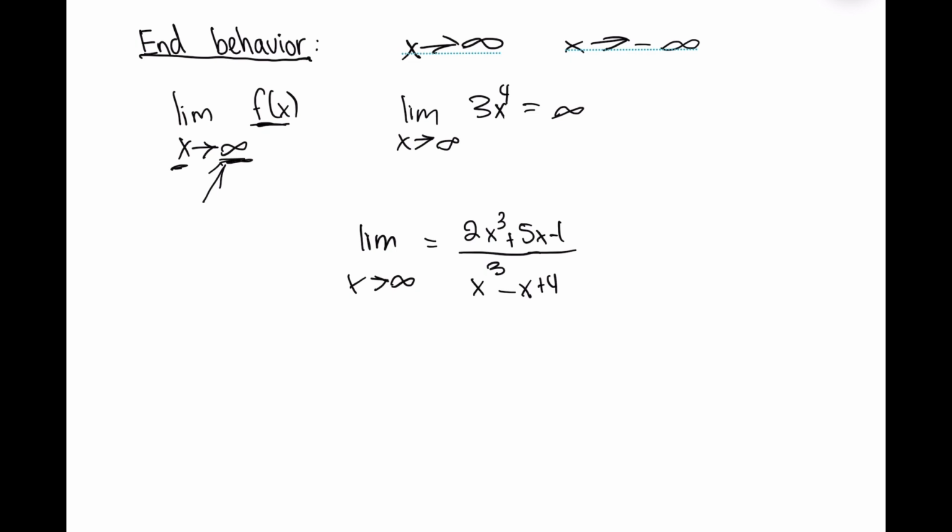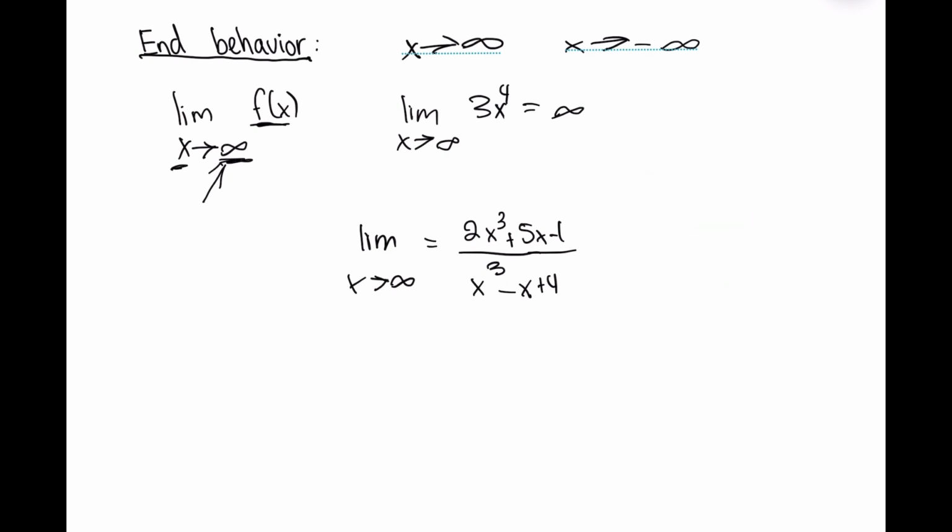Now, to get started with this, you focus only on the highest degree terms. In this case, it is going to be 2x cubed over x cubed. Now, since both of the degrees are the same, what can you do with this fraction? Well, you could just cancel out x cubed, and you can cancel out x cubed. So this will equal 2. You might be thinking, is that really it? Yes, that is really it.